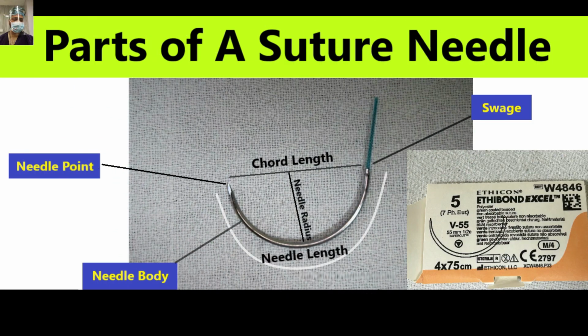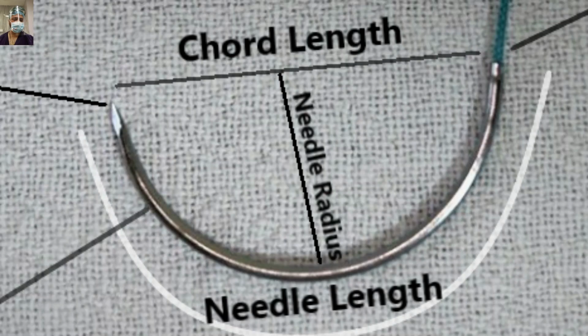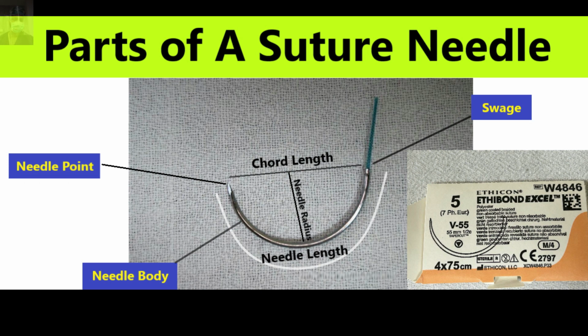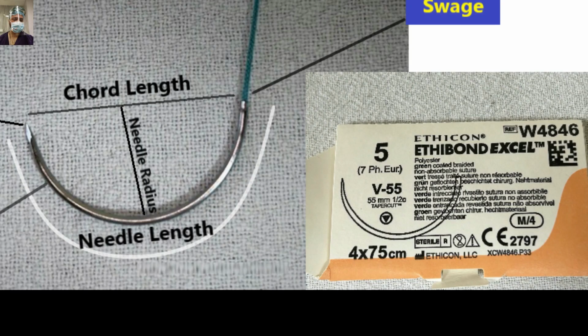So, friends, this is a needle of number 5 Ethibond. Ethibond suture is used basically in thoracotomy surgery, and we will be talking more in future videos. This is one of the thickest materials available, number 5, made of polyester. The different parts of the needle are: the chord length is from the swage end, that is the suture end, to the tip. Needle radius is the straight perpendicular distance, and needle length is the total length of this curve.